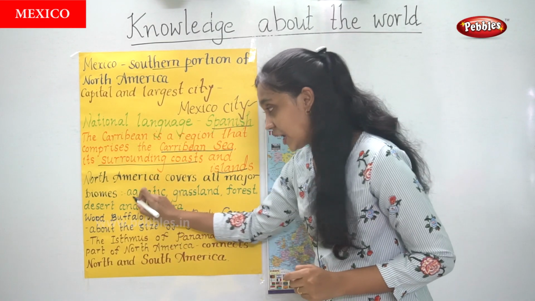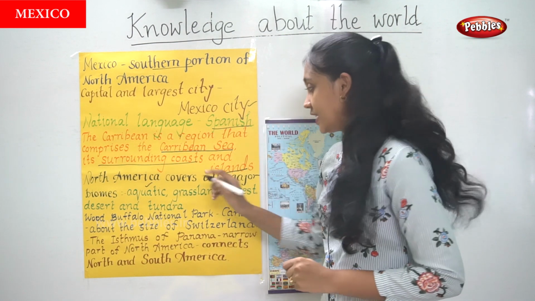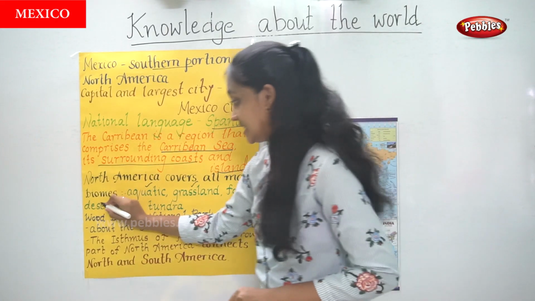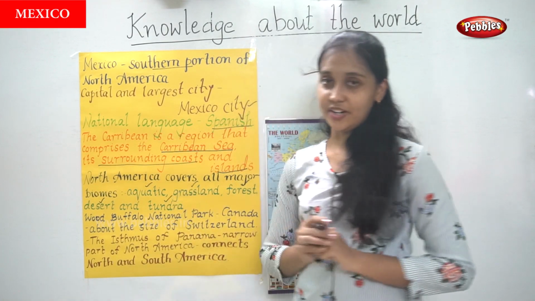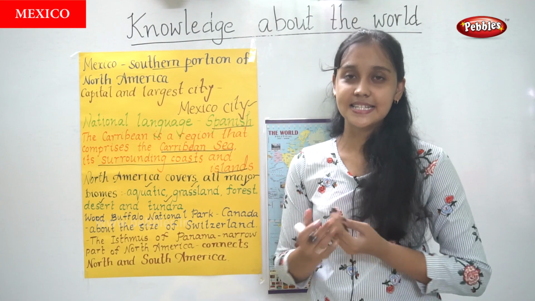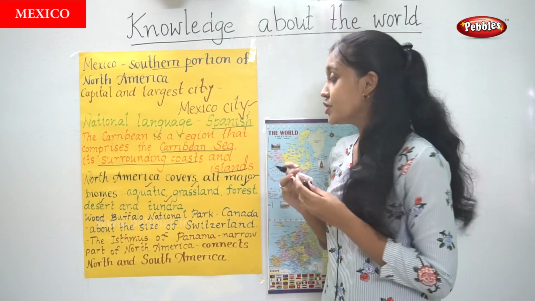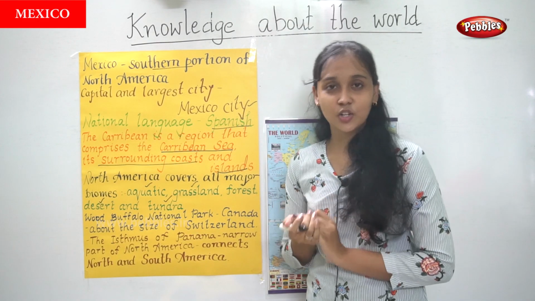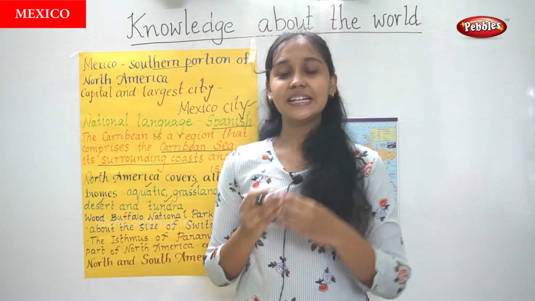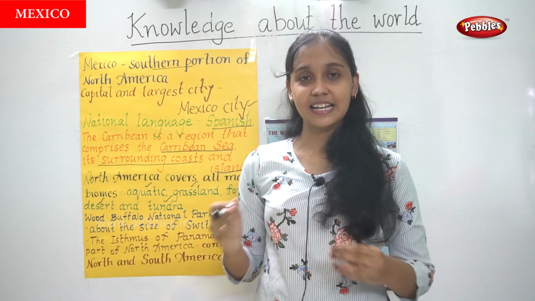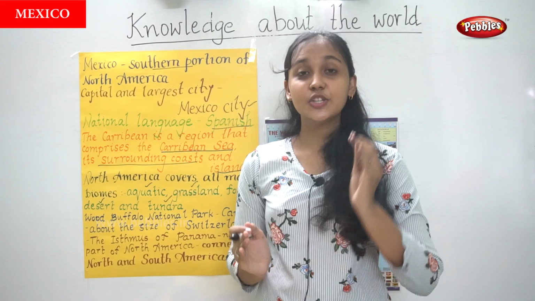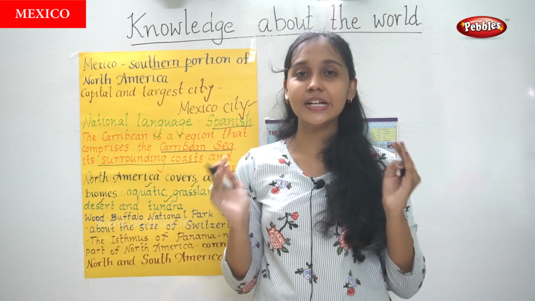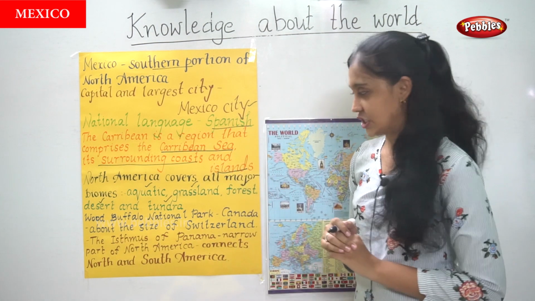So you have aquatic regions, then you have grassland, forests, desert and the tundra region. So the tundra is the ice region, the ice zones. So you have all these major biomes within this one continent. So like I told you, it has a variation in the climate. So in the same continent you find deserts as well as ice zones. So that is one speciality of this continent.